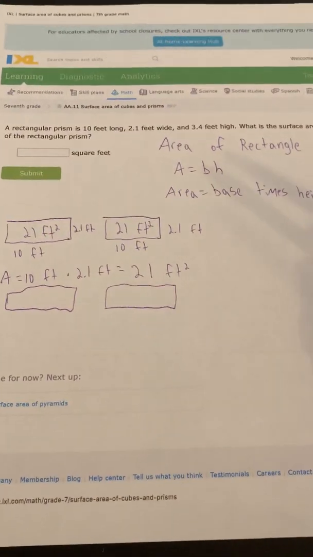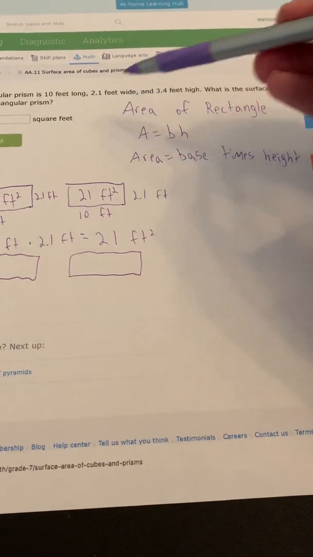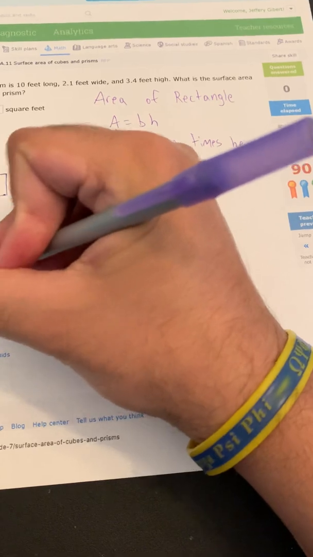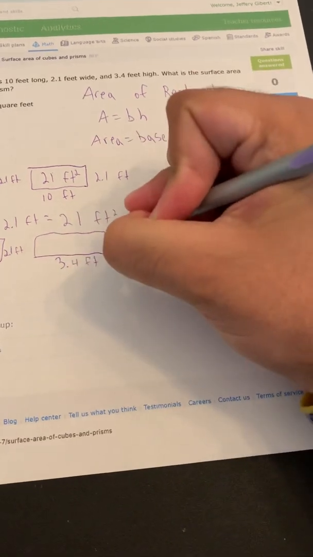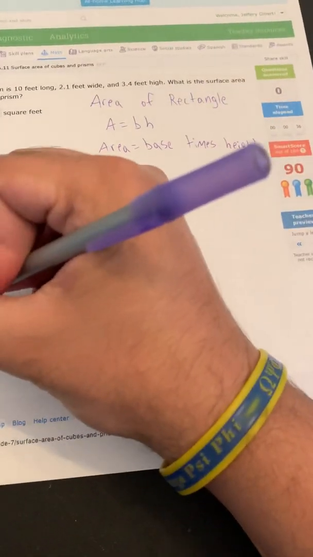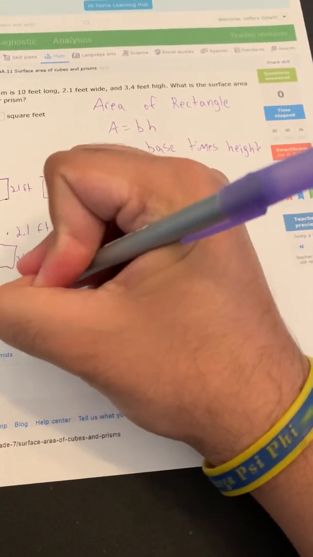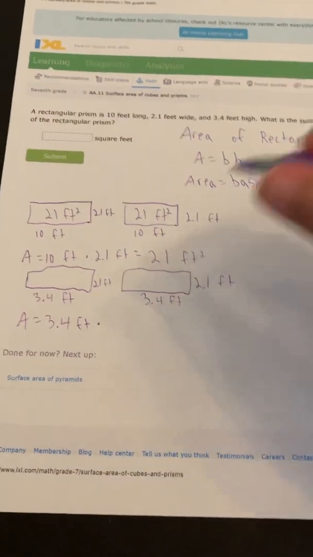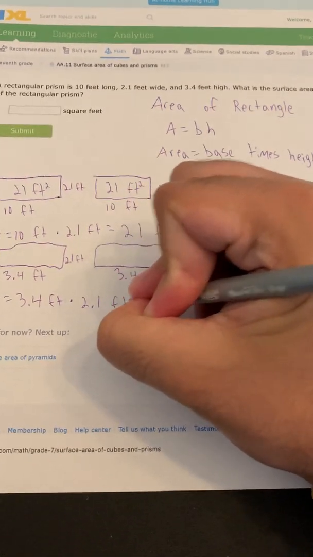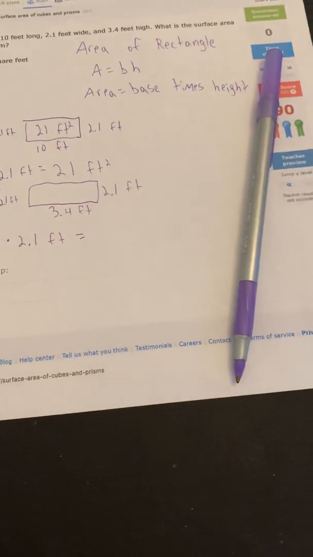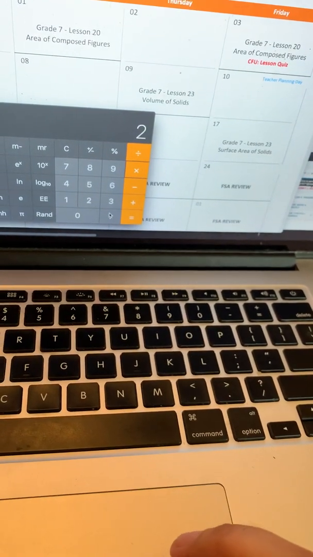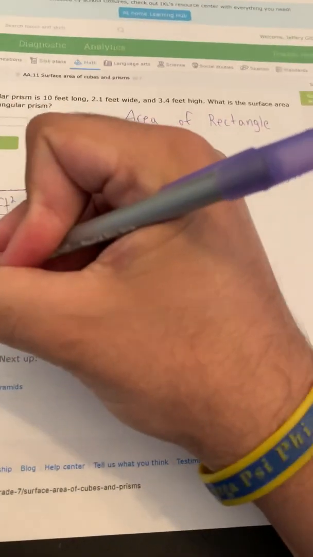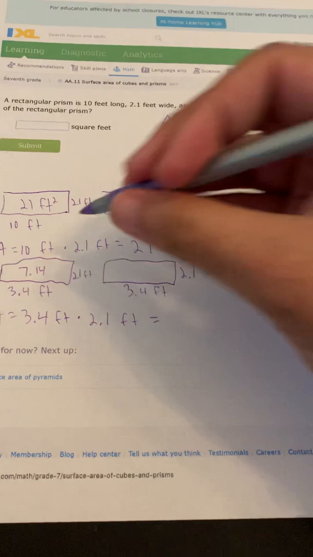All right, to do that, you take the second dimension and the third, so 2.1 and 3.4. So 3.4 feet and 2.1 feet. So again, A equals base, so 3.4 feet times our height, which is 2.1 feet. So I'm gonna go over to a handy dandy calculator. So we got 3.4 times 2.1, that's 7.14, and feet times feet is feet squared.